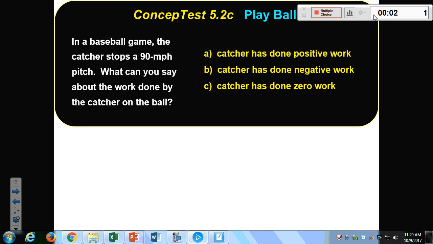Baseball game, the catcher stops a 90-mile-an-hour pitch. What can you say about the work done by the catcher on the ball?